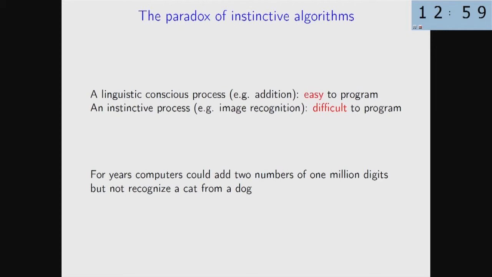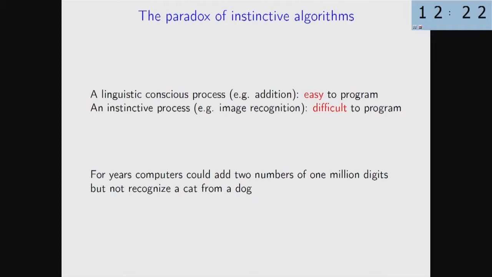Okay, well, what does this have to do with machine learning? We have to understand that for long we had a paradox in computer science. We can call it the paradox of instinctive algorithms. It is that because it's a linguistic, conscious process, addition is easy to program. It's not difficult to write a program that performs addition. But because it is instinctive, image recognition is more difficult to program. And for long, we didn't know how to program it.